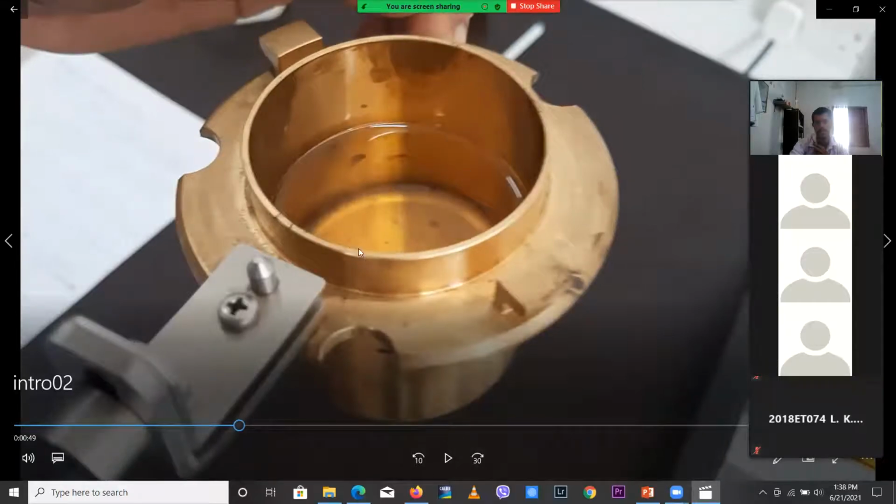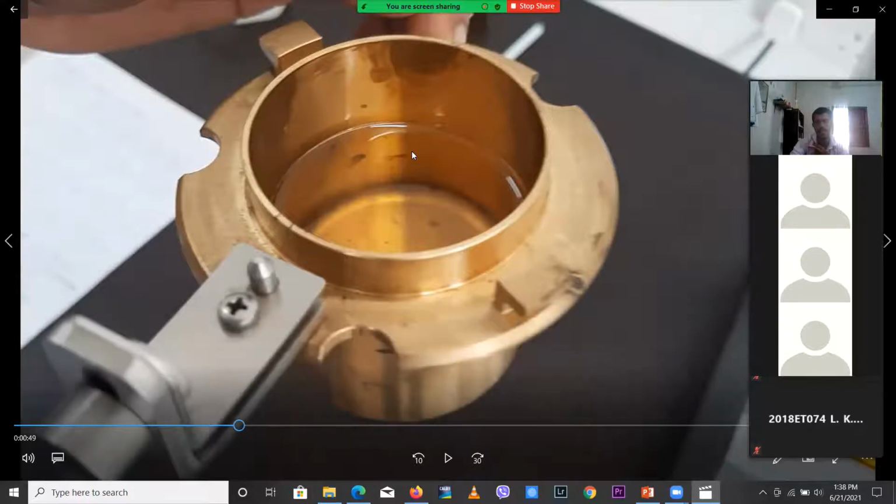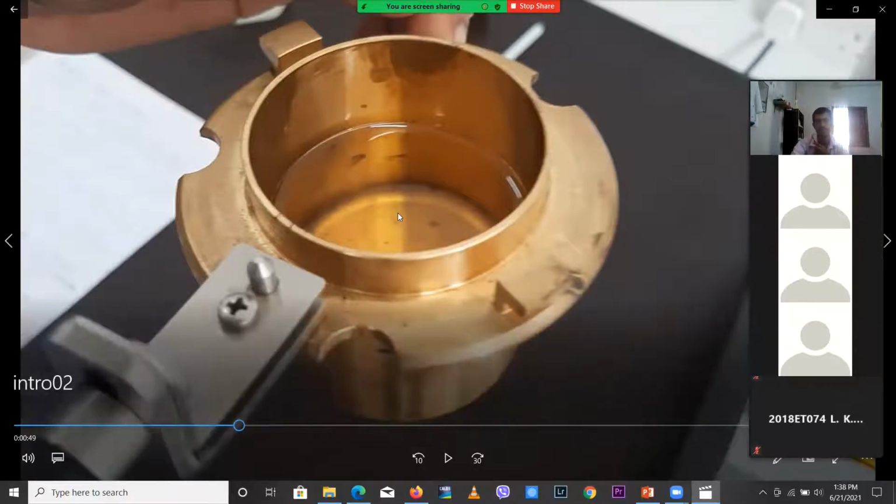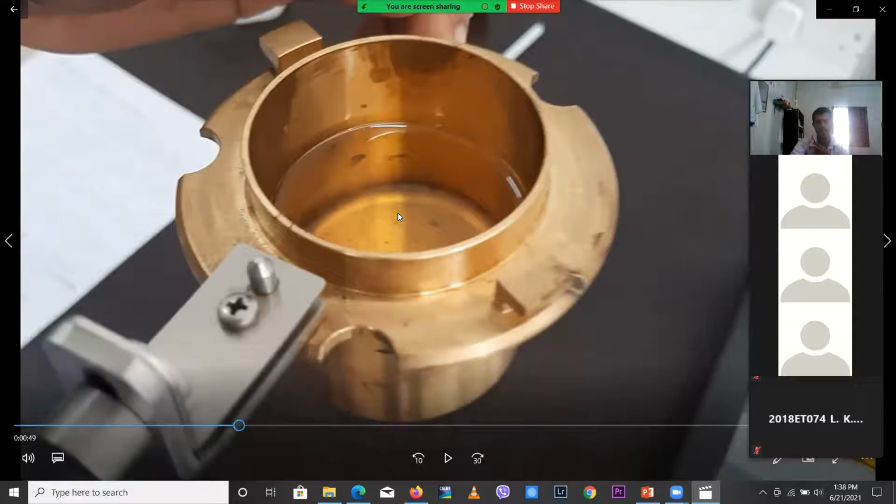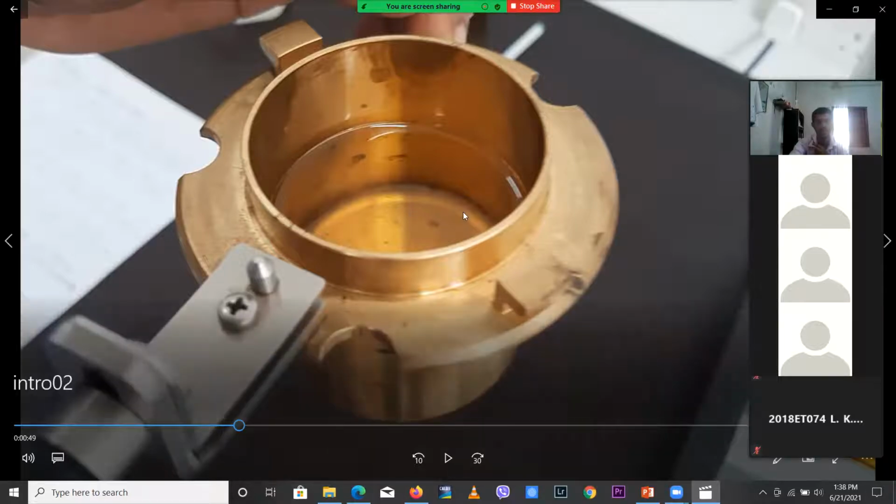There's a level to fill the sample. If we exceed that level, we should remove the excess. Otherwise it causes danger during the practical. It can burn or it can blast, because we are introducing fire also. If we exceed that limit, the fuel sample can touch the flame. So that is a danger, and we should fill only up to that level.